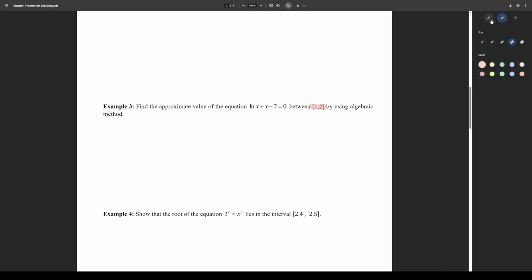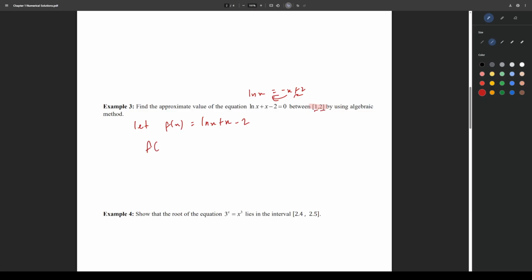So untuk algebraic method, you just have to first let f(x) equals to ln x plus x minus 2. Okay, kamu ambil yang left hand side equation ni. Kalau kamu ada equation macam ni kan, ln x equals to negative x plus 2, kau pindah lah semua ke kiri kan. Kamu dapatlah 0 on one hand side. Lepas tu let f(x) equals to itu. Okay, kamu tak nak let boleh. And then kita masukkan 1, masukkan 2.